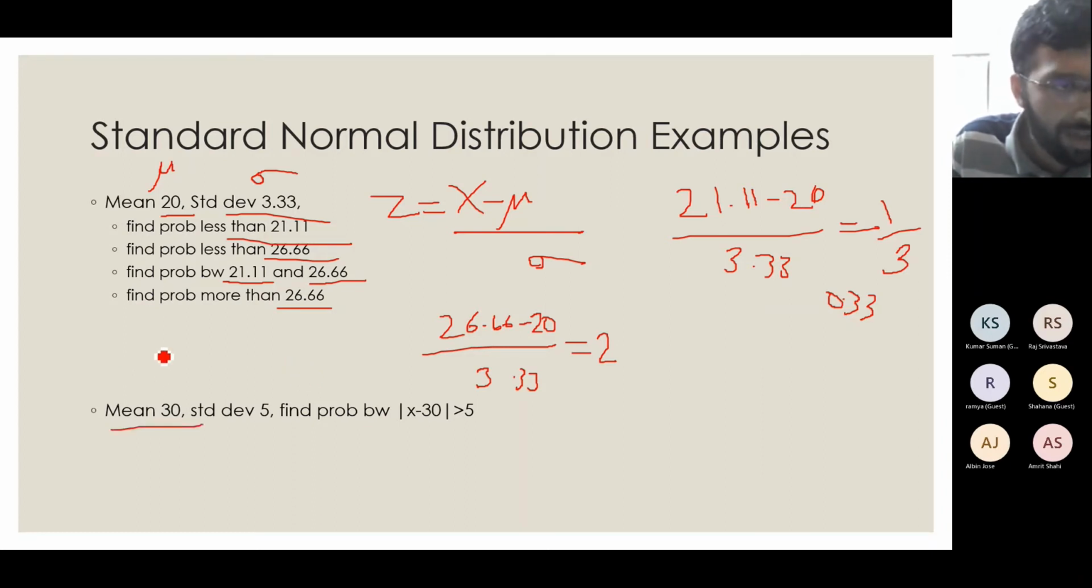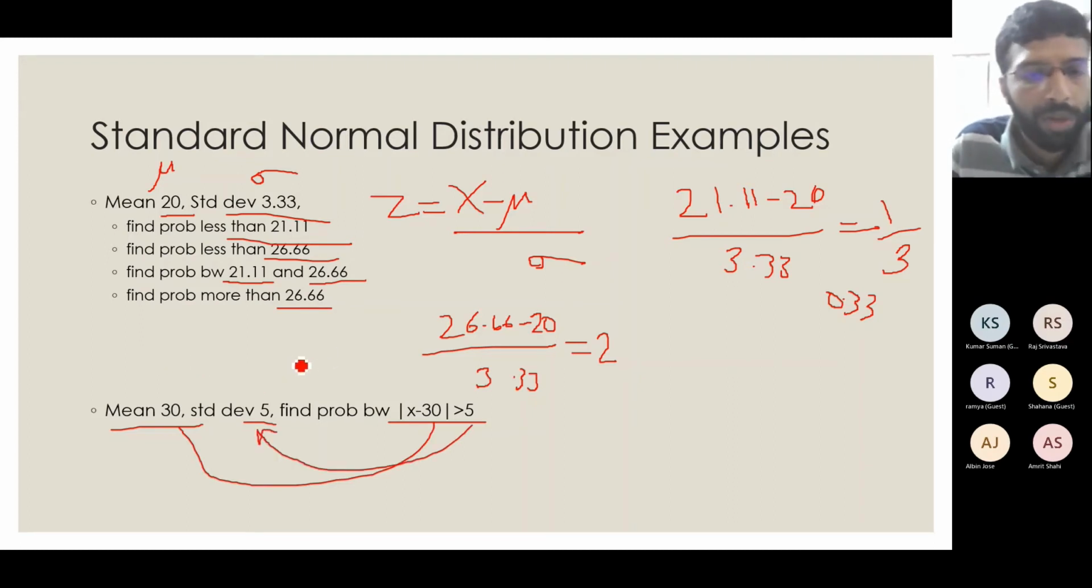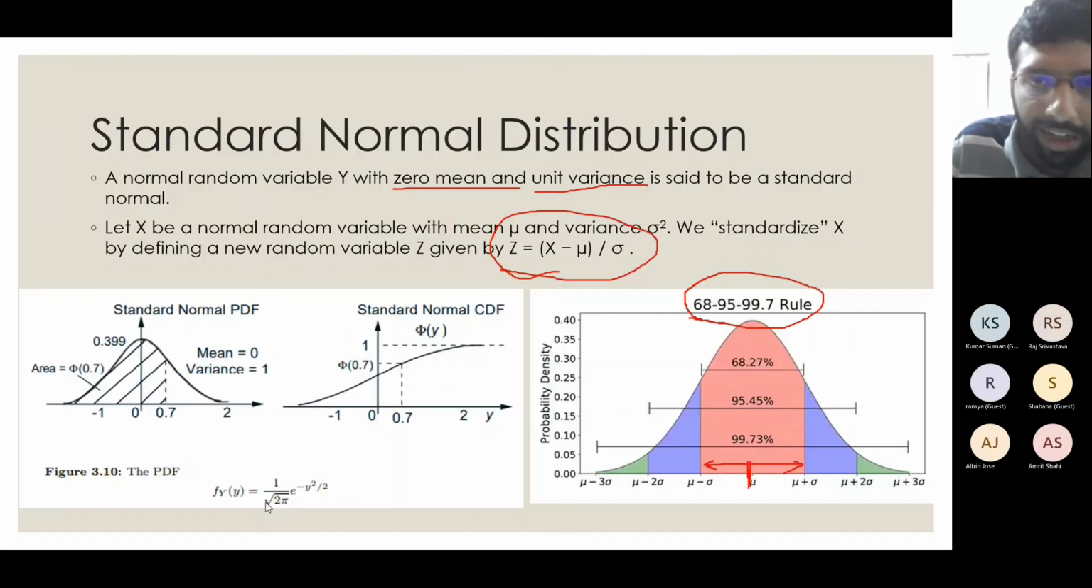I am giving mean 30 and standard deviation 5. If I am asked to find the probability that the absolute value of x minus 30 is greater than 5, then from this itself I know that 30 is the mean and 5 is the standard deviation. So I am asked to find the probability that the value is outside 1 sigma. I directly know that the percent within is 68.27, so I can subtract that from 100 and get about 0.3173.